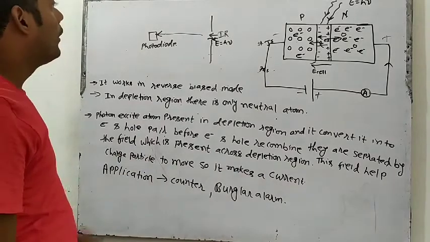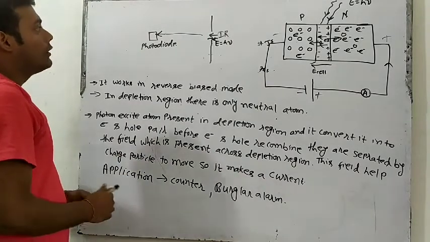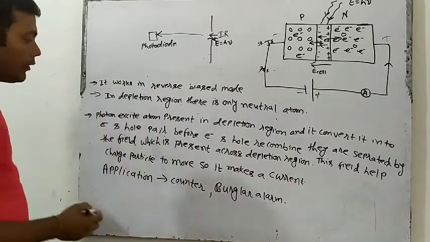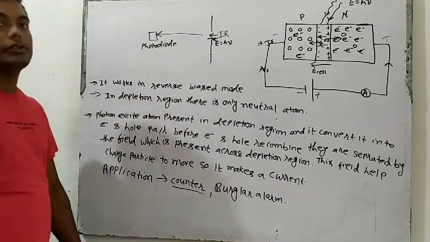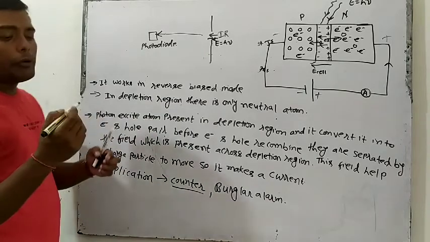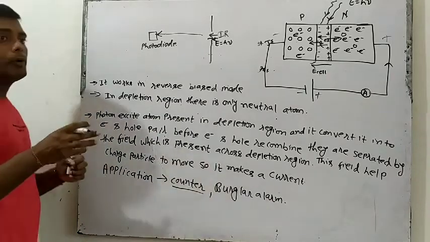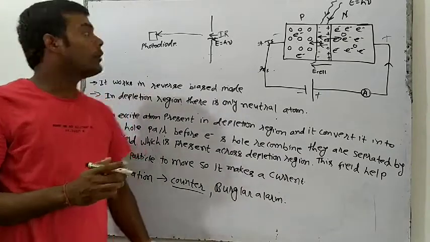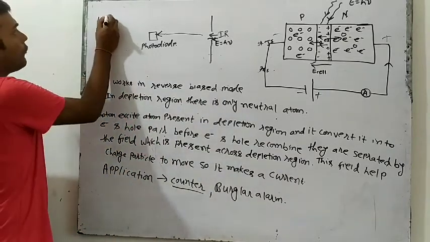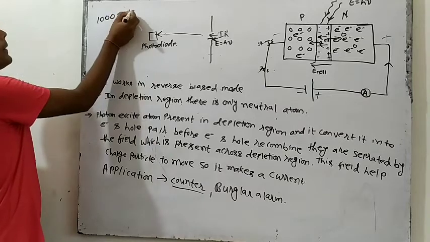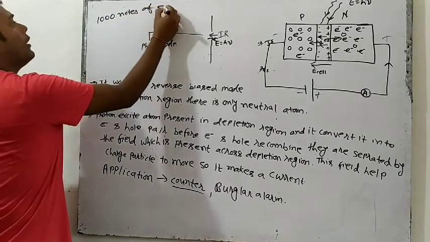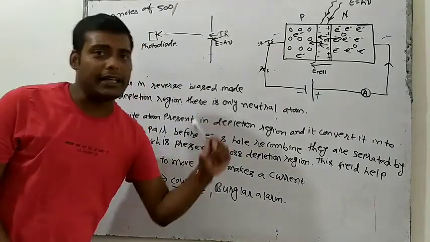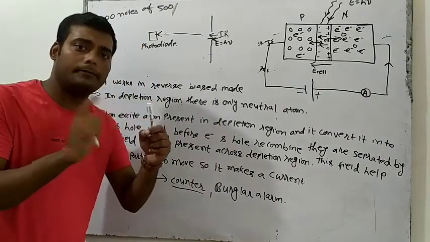Okay. So for that there is a counter. For example, suppose we want to count notes. If you visit a bank, they will put 1000 notes of 500 rupees. If they put 1000 notes of 500 rupees, how will they count this many notes? They will place them inside a machine, and the machine will start processing.